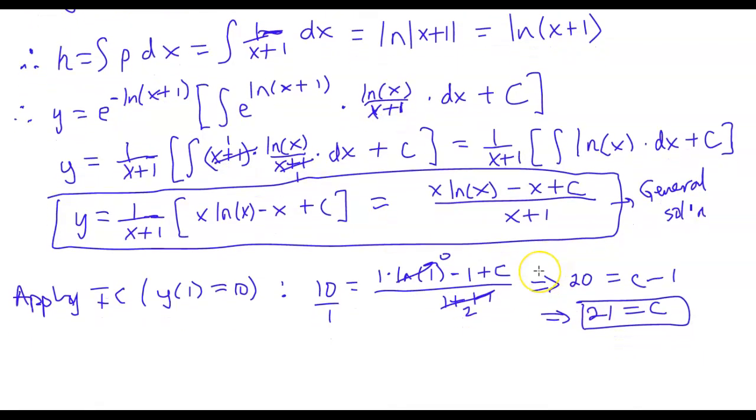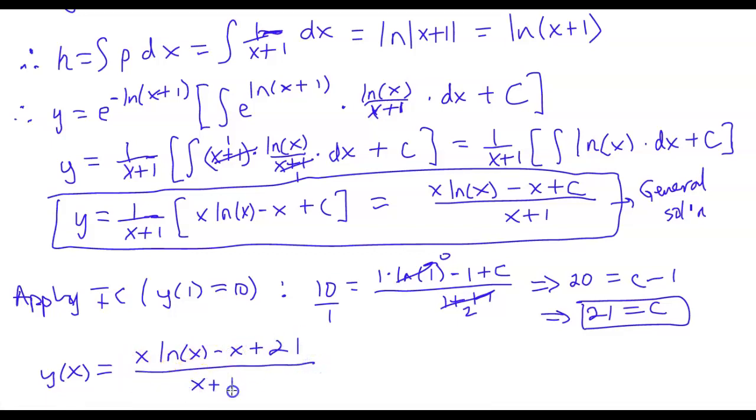So now we know what our integration constant is, and we can state our final answer for this problem. y of x will be x times natural log of x minus x plus 21, all that over x plus 1. And again, x here would have to be greater than 0 in this case. And so this is our final answer for this particular problem.